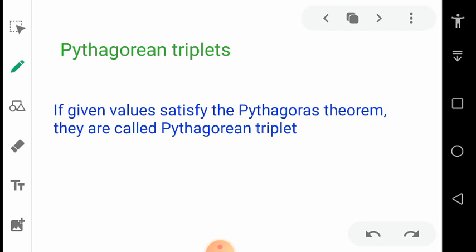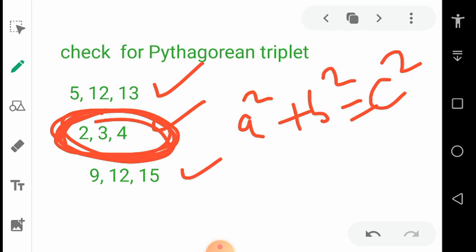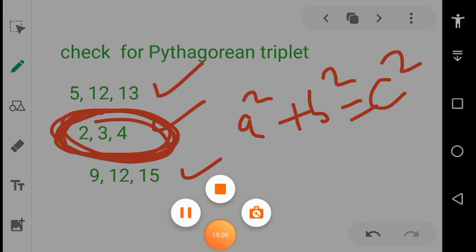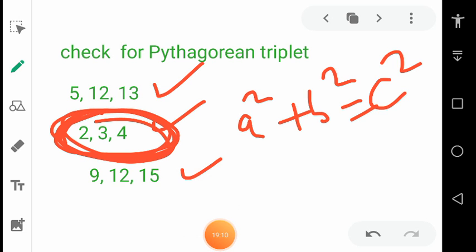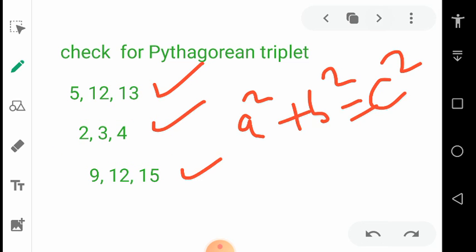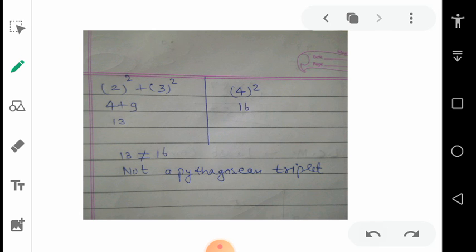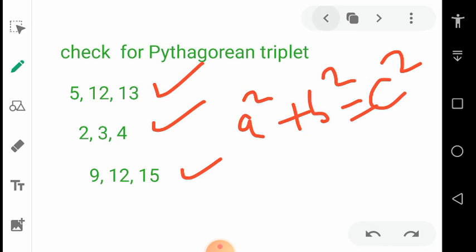Okay, again, if given values satisfy the Pythagoras theorem, they are called Pythagorean triplet. This is the important topic of this video. Now to check the Pythagorean triplet, again you have to consider the highest value, because the Pythagoras theorem says that the square of the hypotenuse is equal to the sum of the squares of remaining sides. So think about the highest value first. Okay, for this question we have to check for the values 2, 3 and 4. Now I solve the first part for your convenience.